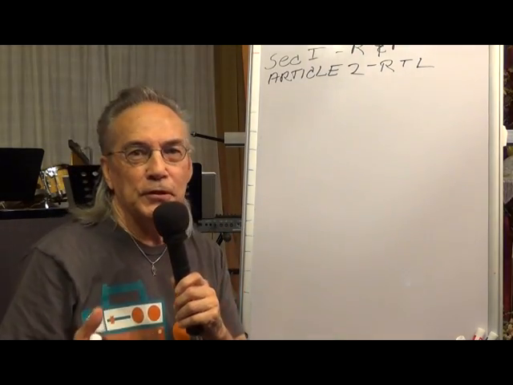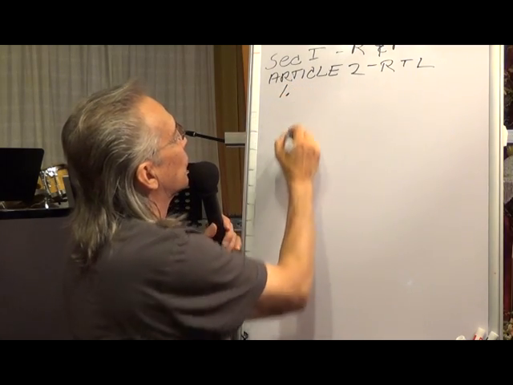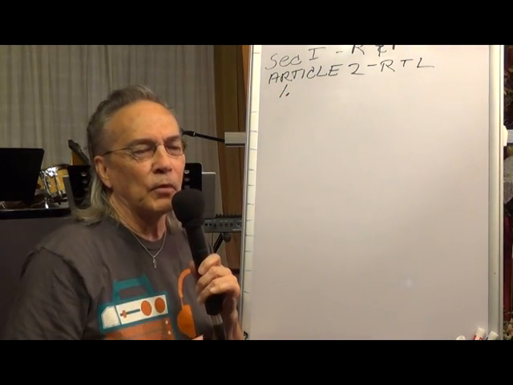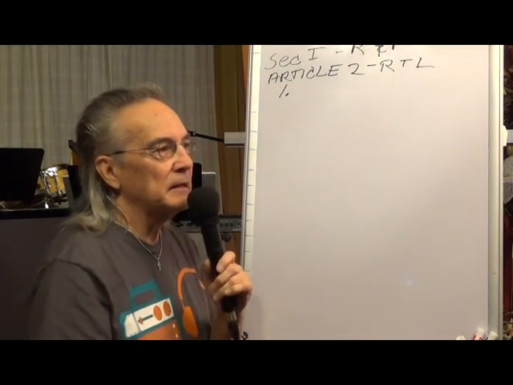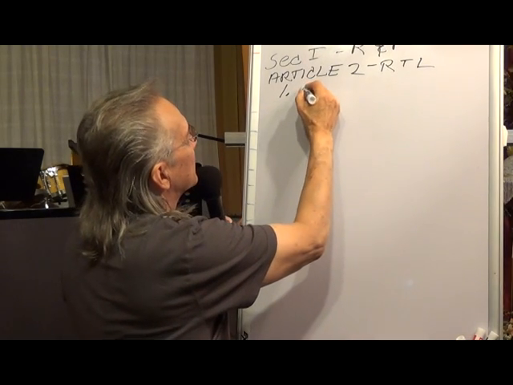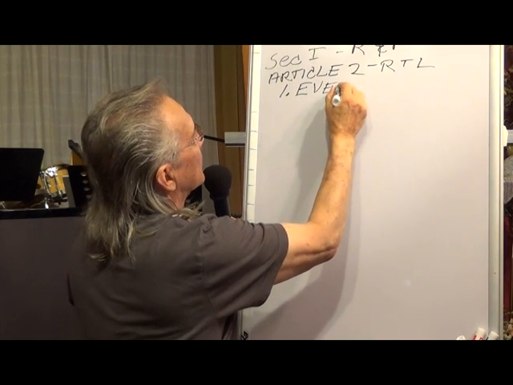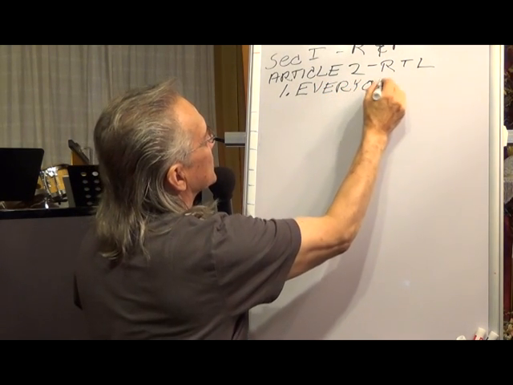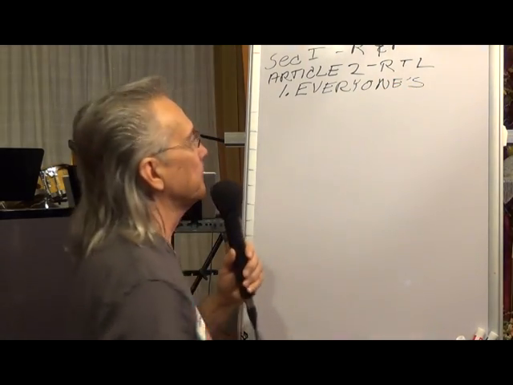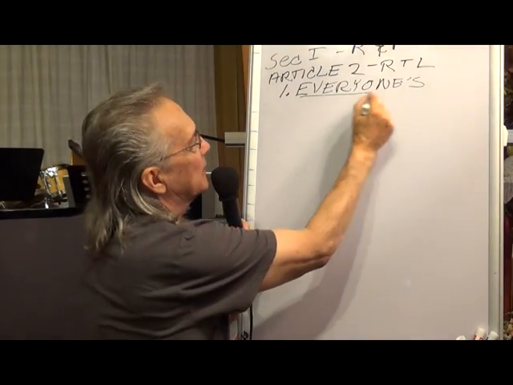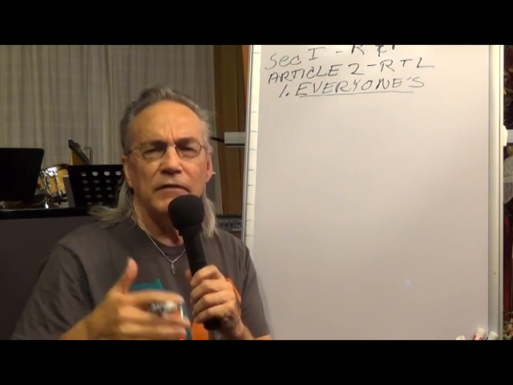Now, under Article 2, there's a Part 1. I just call that 1. And under Part 1, the first word, and this is the key word for the whole thing, is everyone's. Can you read that? Everyone's. I hope I spelled it right. This one word is the key for committing to memory the rest of that paragraph.